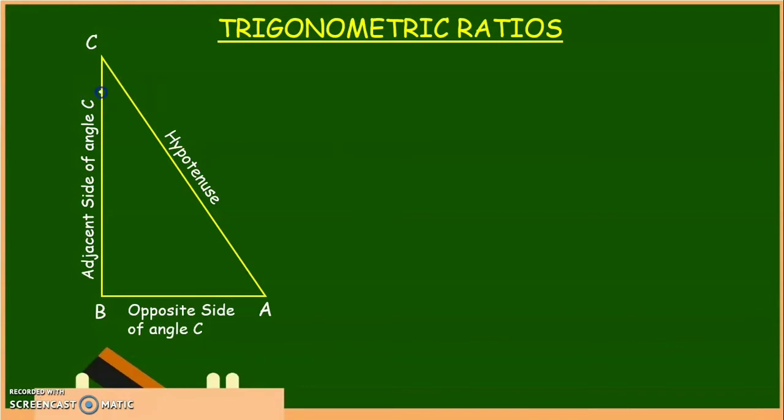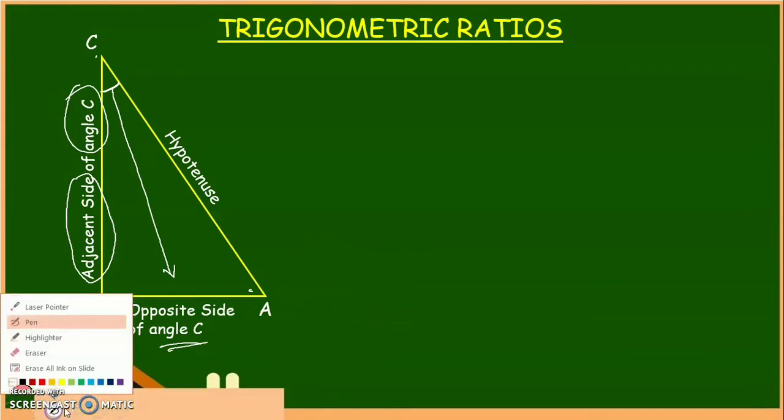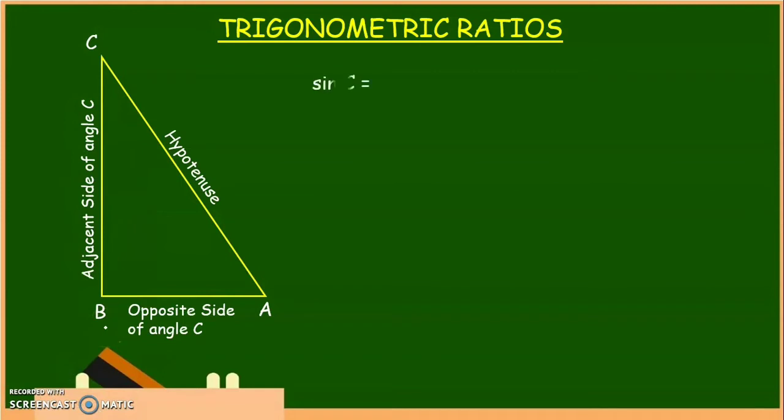If you want to write the trigonometric ratio for this angle C, AC is the hypotenuse, that will remain the same, and now this AB will be the opposite side of angle C. And this side BC is known as the adjacent side of angle C. So here, the formula for sin C is opposite side divided by hypotenuse. For angle C, the opposite side is AB and the hypotenuse is AC. So this is the formula for sin C.